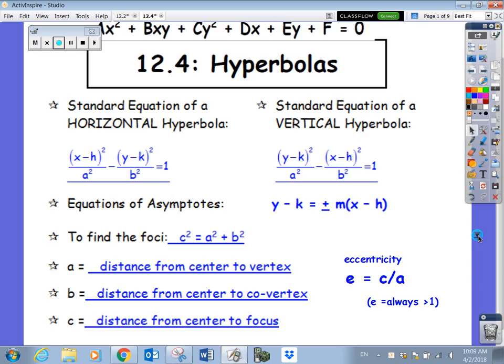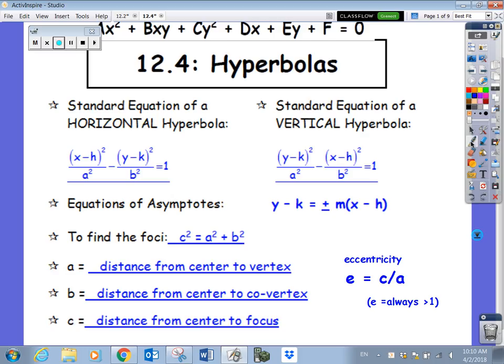The positive term is always going to be first. So if the first term is positive and it's x and then minus a y, notice it's going to be a horizontal. And let's think about that. X moves horizontally. As you increase or decrease the x, that moves left and right. So if the x is first, it's going to be horizontal. For the vertical, y moves up and down, which is vertical. So if the y value is first and it's positive, then it's going to be a vertical hyperbola.